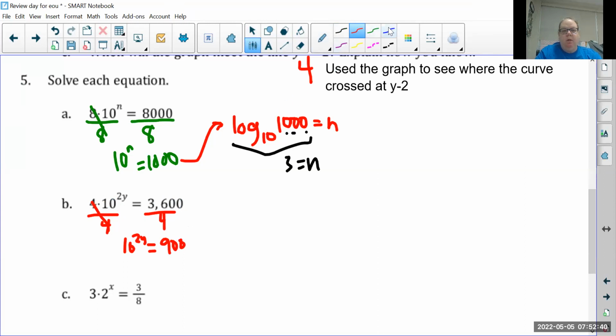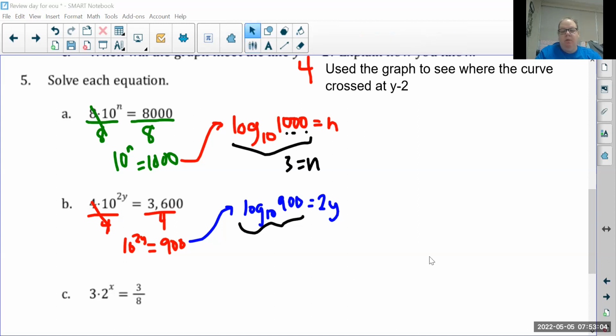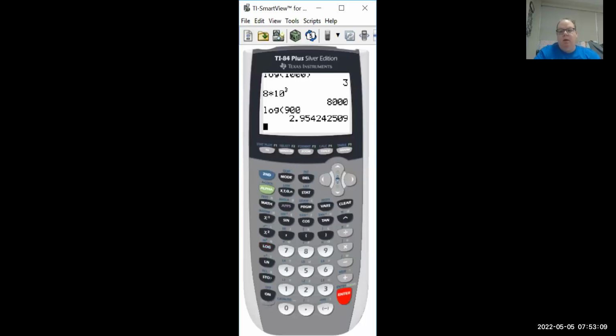Now I need to make this into a log problem. So my base is 10. My answer is 900. And my exponent is 2y, so that goes on the other side. I'm going to put this into the calculator. And again, this is base 10, so I can do that directly into my calculator. It was log base 10 of 900, so I can just write log of 900. And that gives me that whole decimal. So when I go back, I have this 2.954.